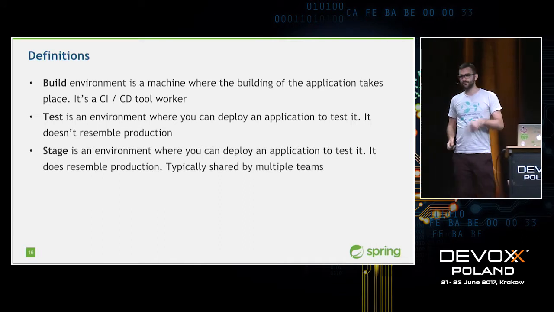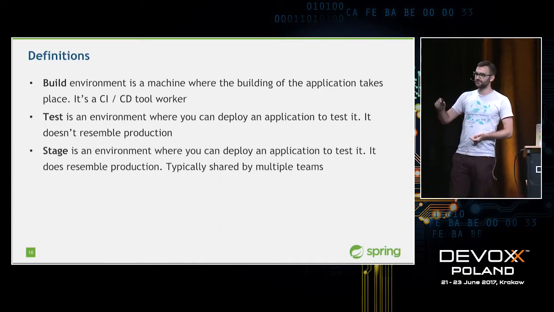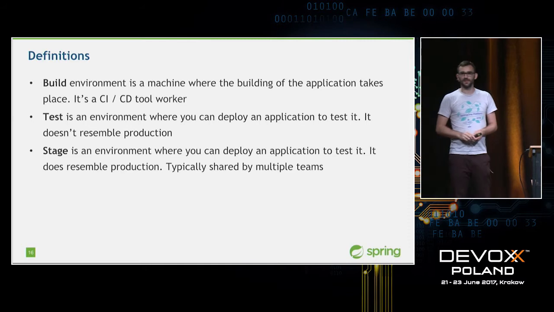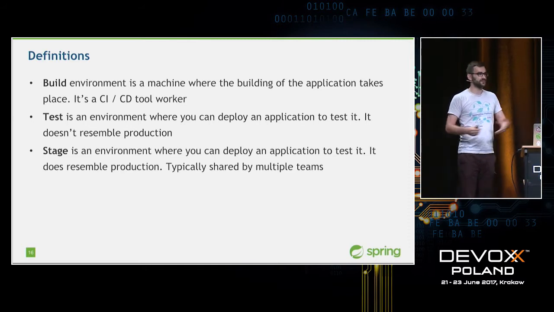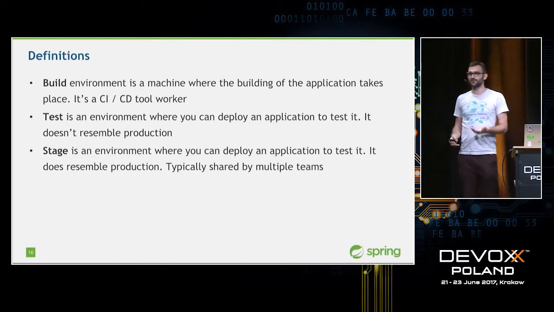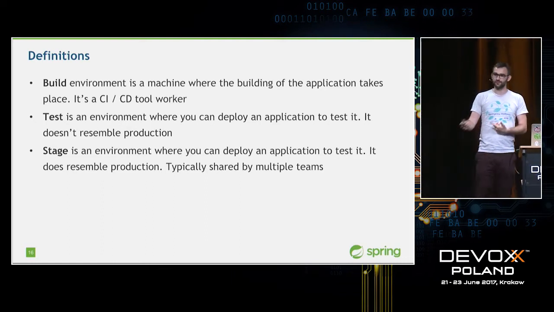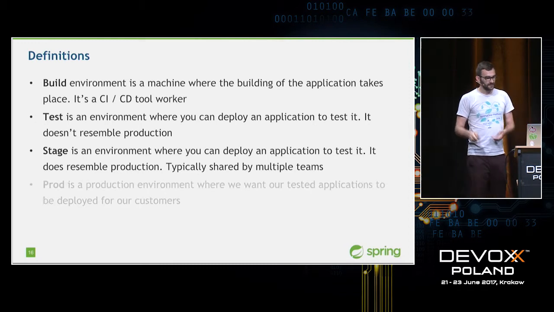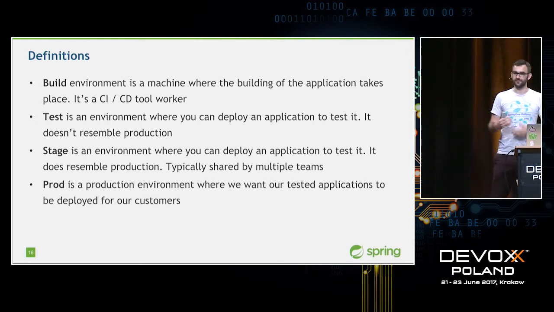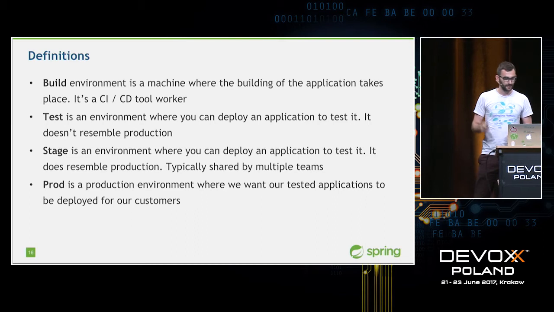Stage is an environment where you test your app, but it does resemble production. So most likely, you're going to do some end-to-end testing. You have to set up data. You have to obfuscate this data. Most likely it's shared, so you have to queue. You have to wait for your turn. And production, obviously, once we tested everything, we deploy the stuff over there.